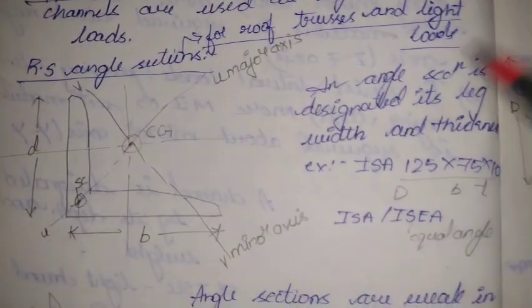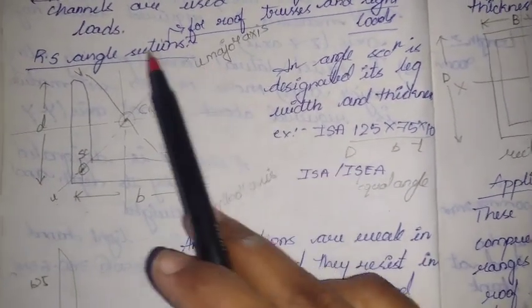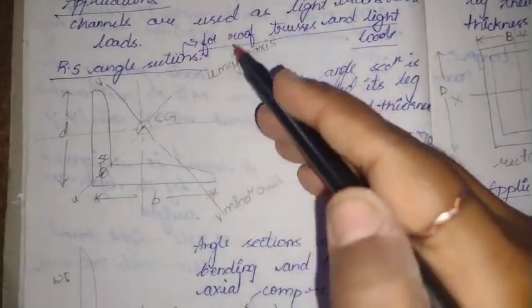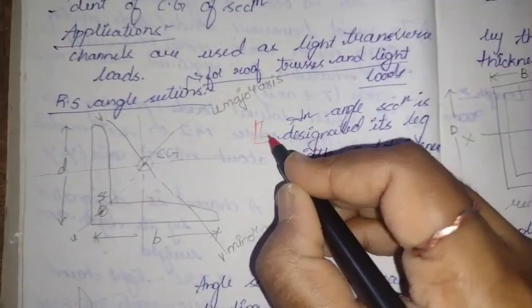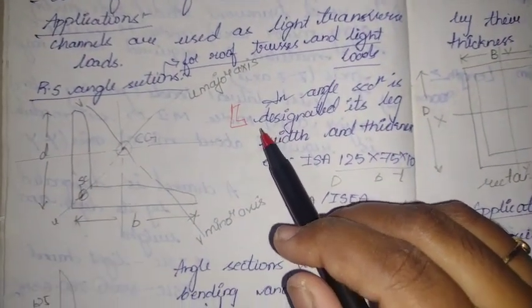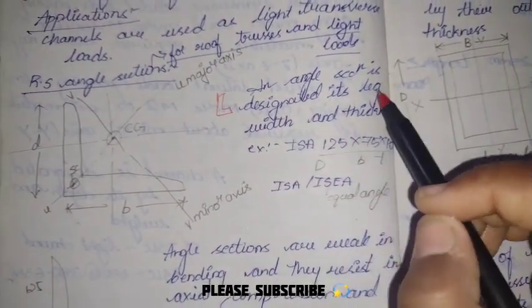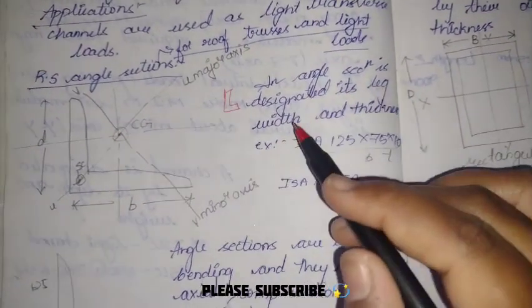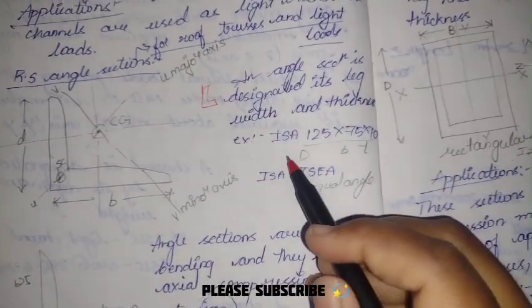Next, let us see the rolled steel angle sections. Whenever I'm telling angle section, it represents the L section. So it has only 2 legs. An angle section is designated by its length, width and thickness. So I say this one.